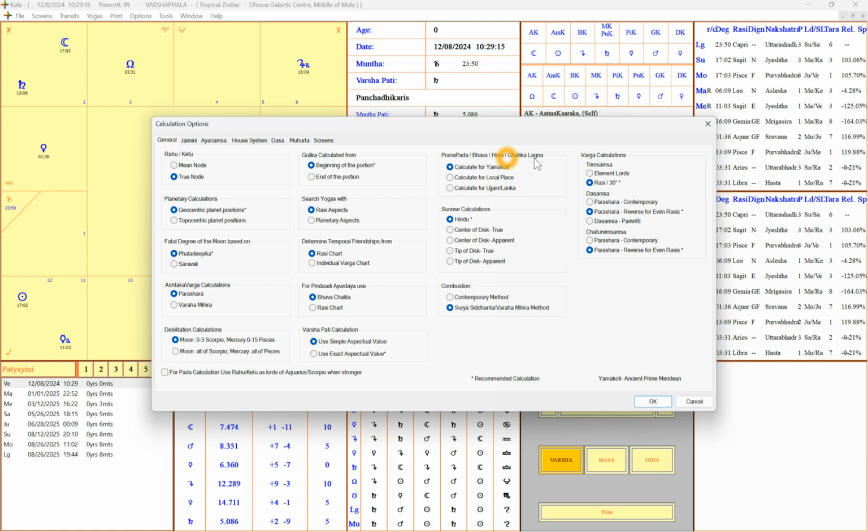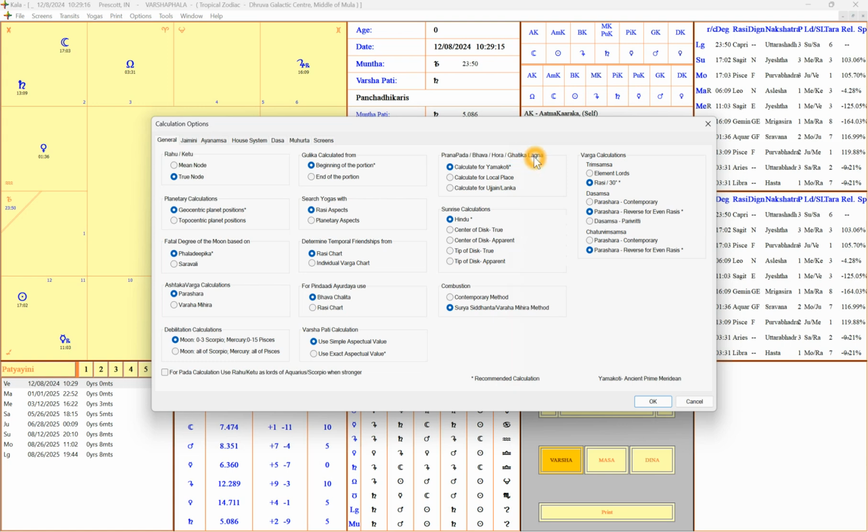They're not space-based calculations. Basically what happens is, with the Bhava Lagna, for every 2 hours after sunrise, the ascendant changes 30 degrees. With the Hora Lagna, for every hour after sunrise, the ascendant changes 1 sign. And for Ghatika Lagna, for every 24 minutes after sunrise, the Lagna changes 1 sign.